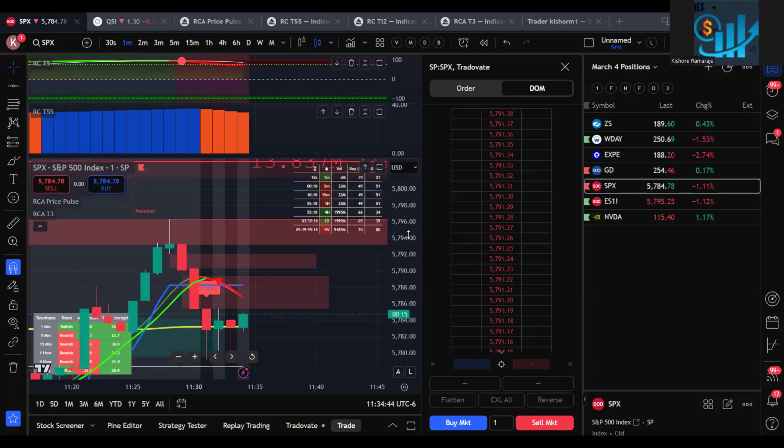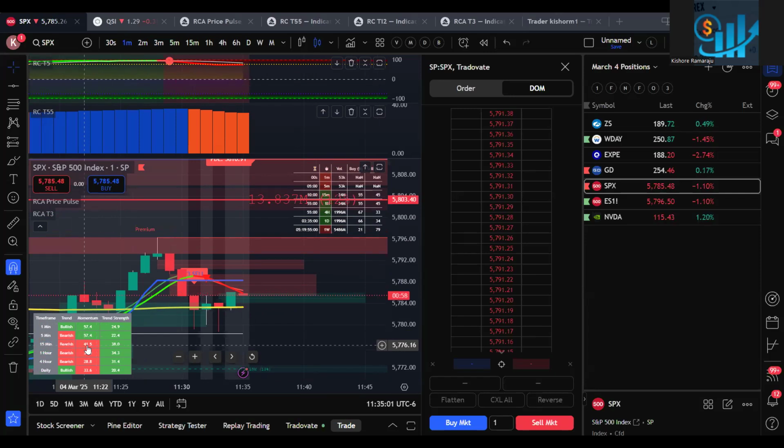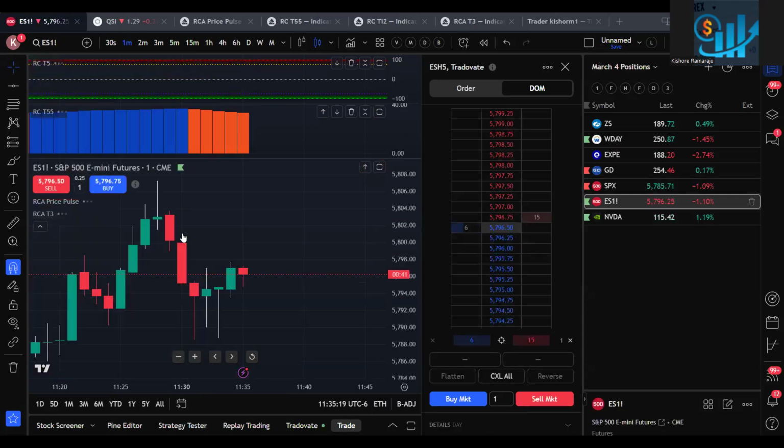Now I see that again buyers are trying to take the control. My 1 minute momentum is bullish, 5 minutes momentum is bullish. If you are in 1 minute, you need to look for one more time frame to be bullish. If you are in 5 minutes, you need to look for 15 minutes to be bullish. So in 1 minute, it is looking bullish, but I'm also waiting for these two confluences. If this also becomes green, this also becomes blue, then again I can go ahead and take a long position on SPX or ES. Everything is same.